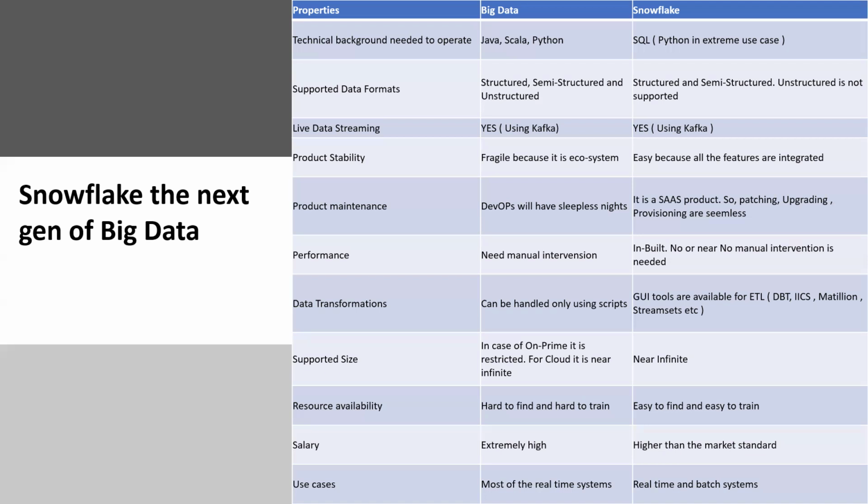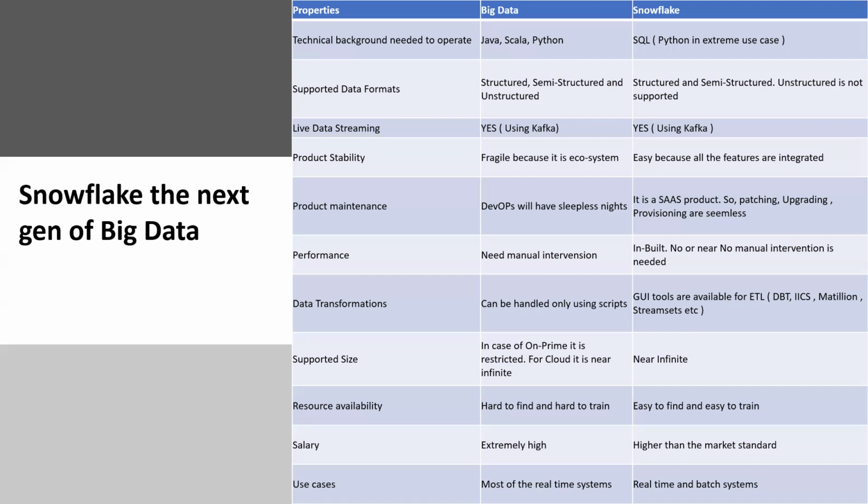But on the big data side, we need to maintain it. And performance requires manual intervention on the big data side, whereas in Snowflake it is inbuilt. Manual intervention is not needed, because optimization and all will be taken care of by the Snowflake team itself, and how the application is going to behave.